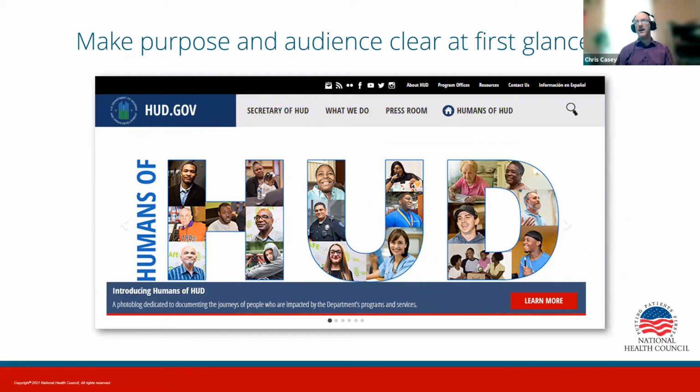So here on screen now is an example of a homepage from HUD, Housing and Urban Development, a federal agency. At first glance, can you tell what HUD is or what they do? Not really. Unless you happen to know what HUD stands for, there isn't much on this homepage that, again, at a glance, would tell you what HUD is or what they do. And you'd have to scroll down or click to advance this carousel to figure that out.